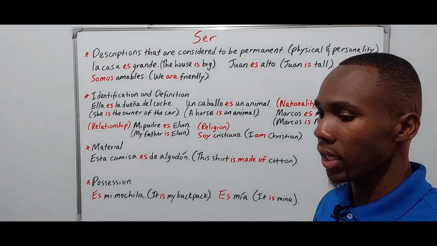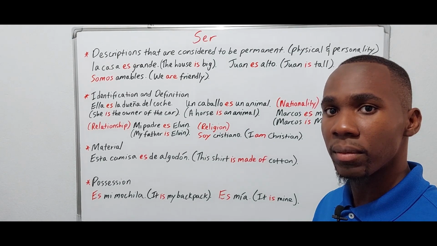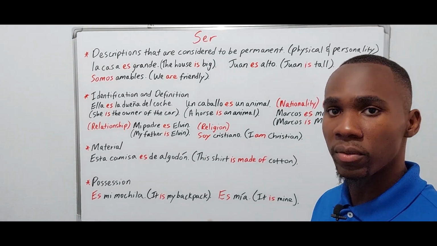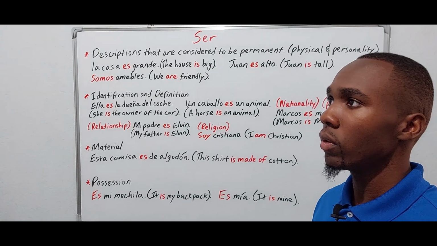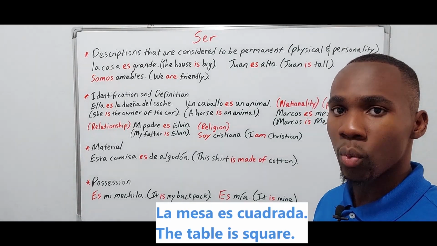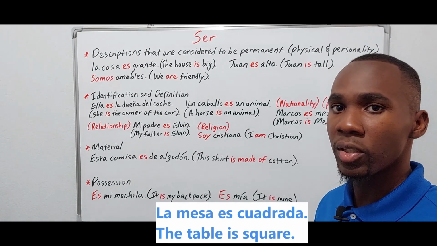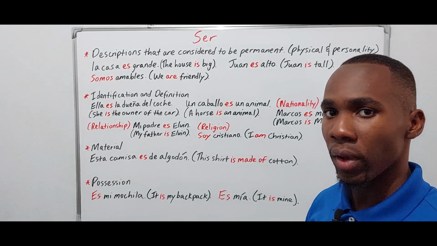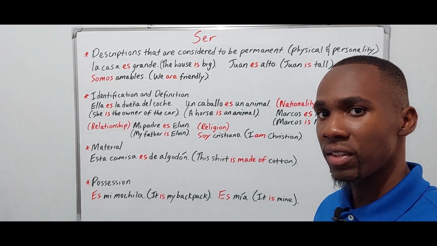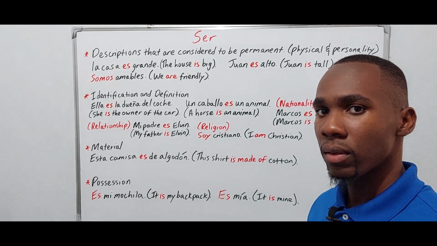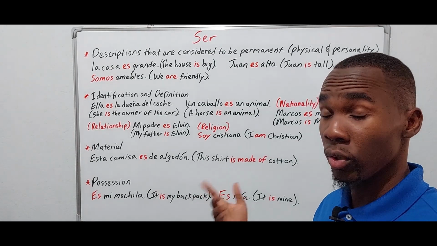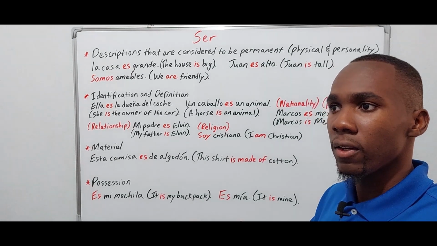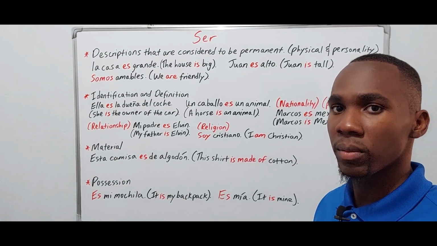Another description that can be used is you can use ser to describe the shape of something, right? So, for example, la mesa es cuadrada. The table is square. So that's a description. So any description that is physical, okay, and you can use it for personality traits as well, but these are characteristics that are considered to be permanent, okay?